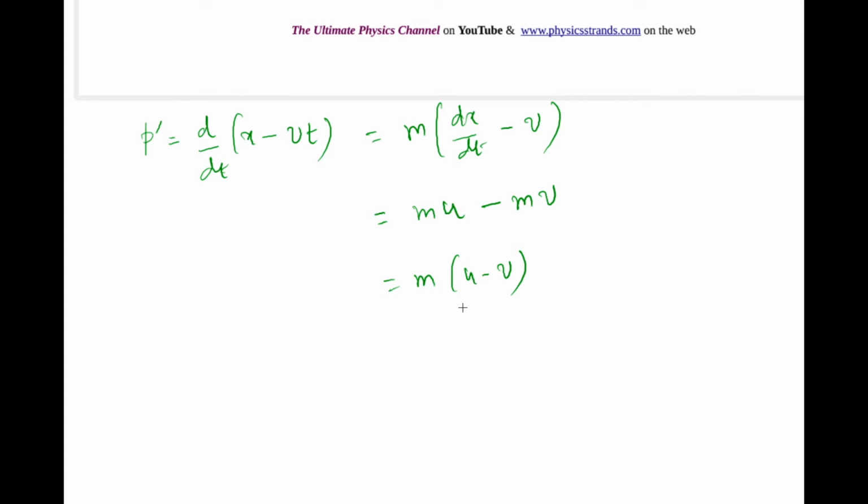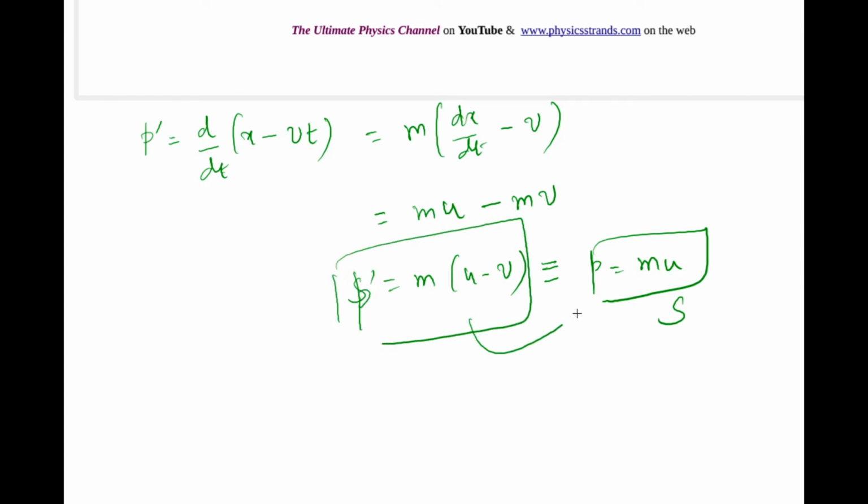Therefore, this is equivalent to p is equal to mu in the S prime coordinates. So this is in S and this is in the S prime coordinates, right? That's why we can conclude that the expression for linear momentum, whether it is p is equal to mu or mv, is the same across all inertial frames of reference according to the Galilean transformation equation. Right, let's move on to the next problem.